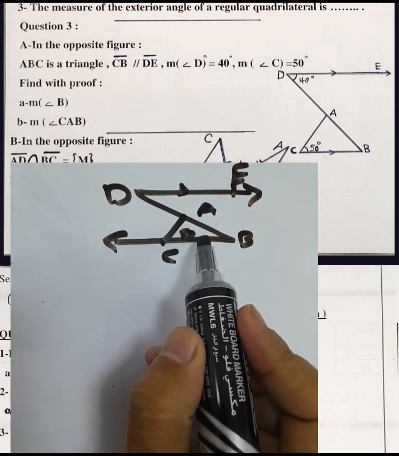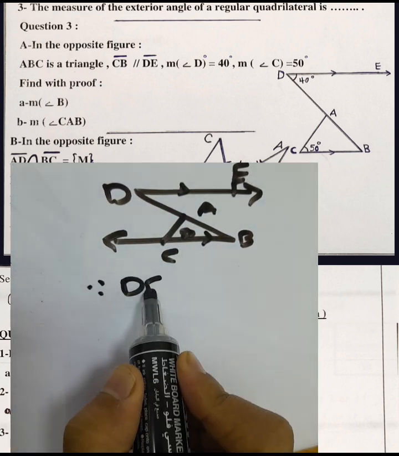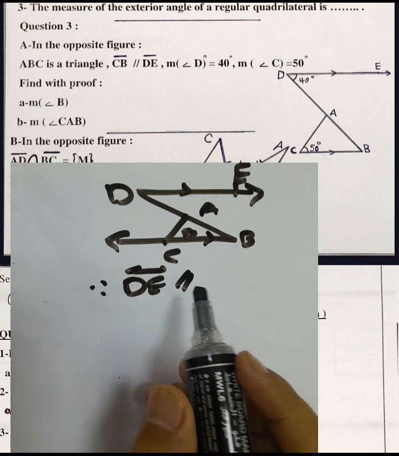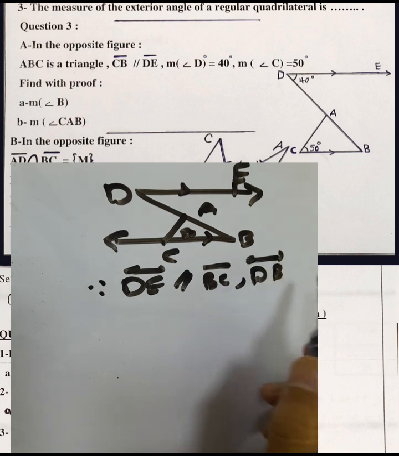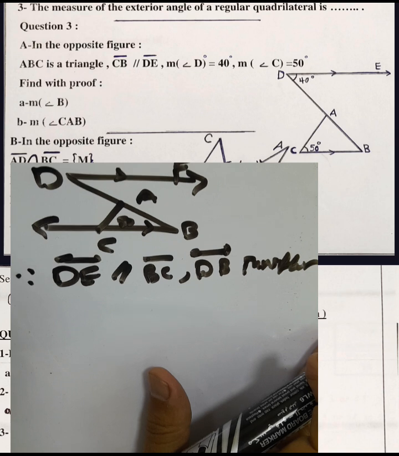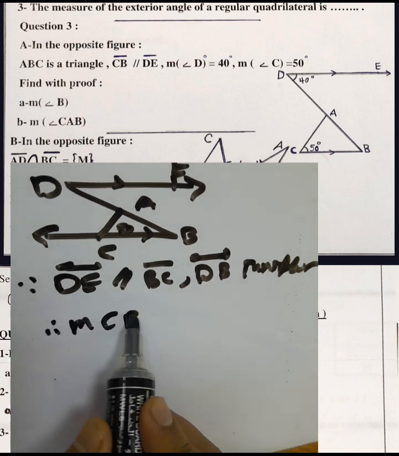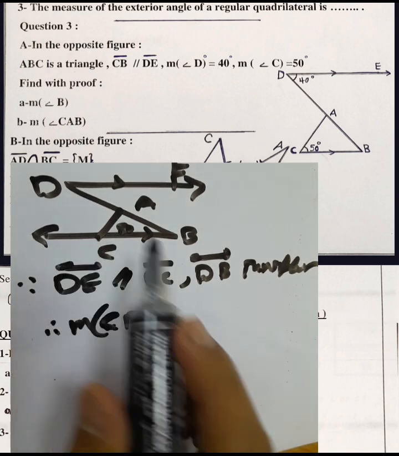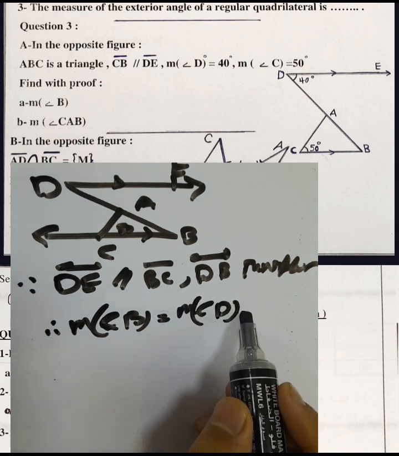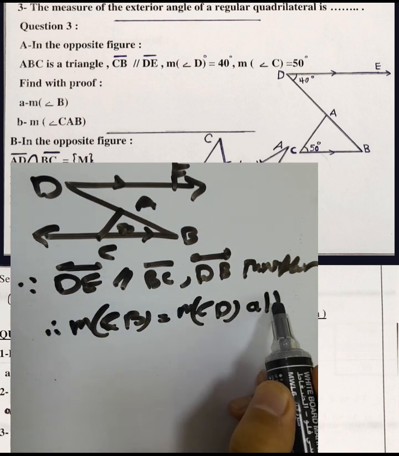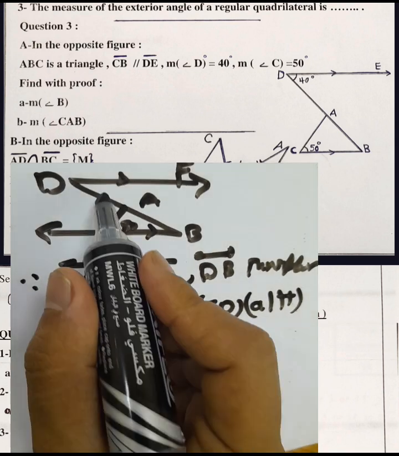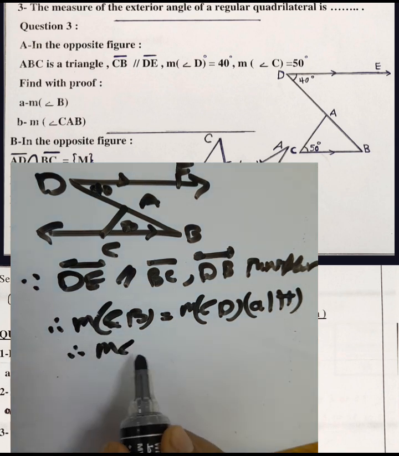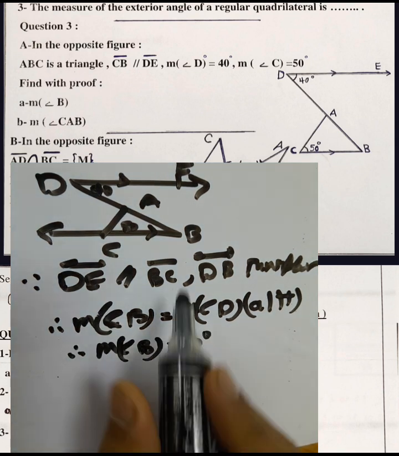We have 2 sides parallel, such that DE is parallel to BC, and DB is a transversal of them. Then the measure of angle B will be equal to the measure of angle D, alternate angles. And he gives us the measure of angle D as 40. Then the measure of angle B will be 40 degrees again.